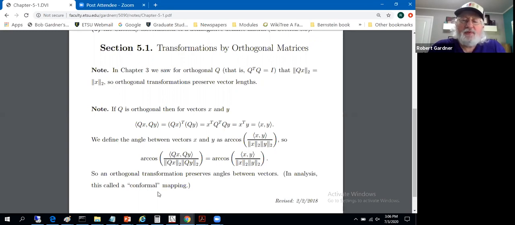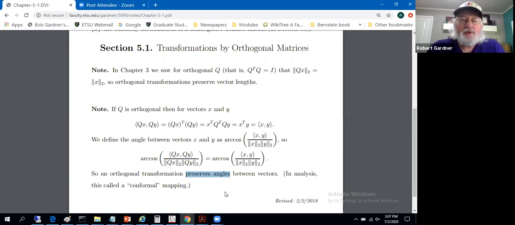An angle preserving transformation in analysis, probably complex analysis, is often called a conformal mapping, though that terminology is not used here. But we see that using orthogonal matrices gives us preservation of lengths and preservation of angles as relates to vectors. And we'll give that a name in section 5.2. We'll call that an isometry.